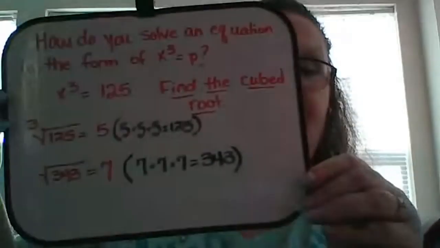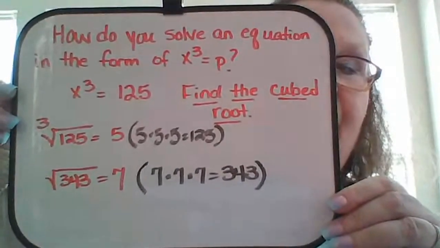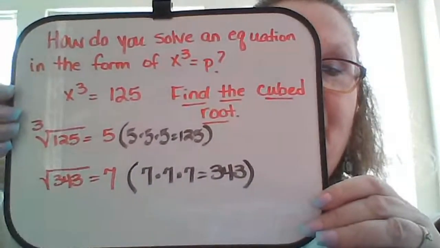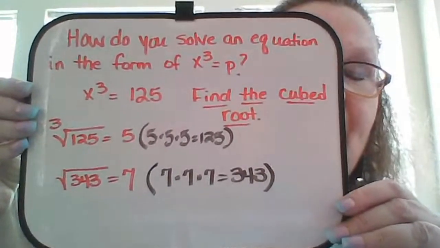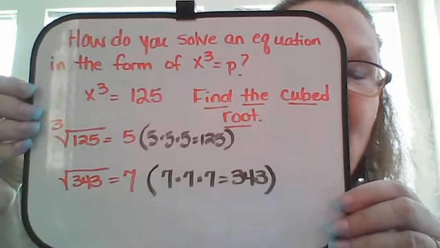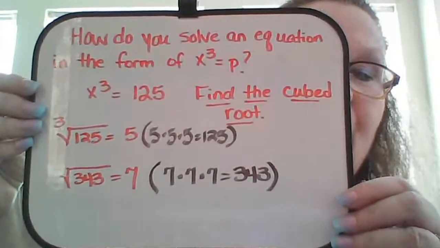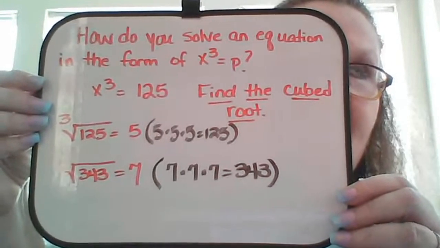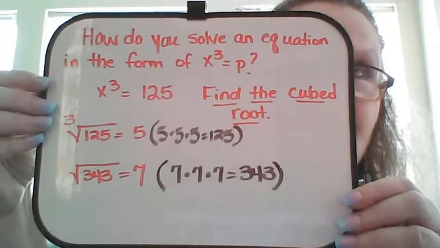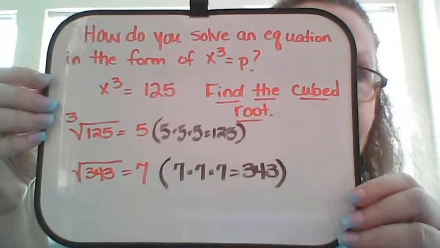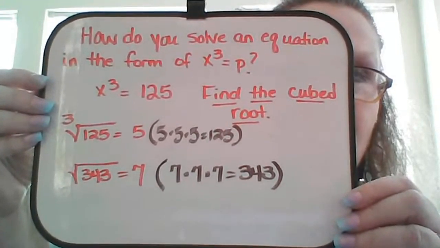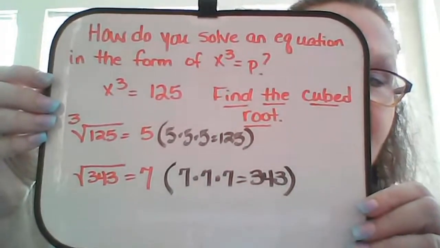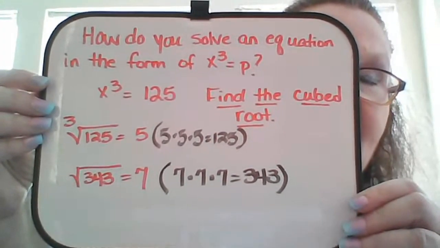Here is another question. It says, how do you solve an equation in the form of x cubed, the way you say it is cubed, x cubed equals p? Well, if you put a number in for p, such as 125, you want to find the cube root. Remember how to do that with the calculator is you hit the math button first, go down to number 4, hit enter, then you would hit 125, then hit enter again. And it would give you 5 because 5 times 5 times 5 is 125.